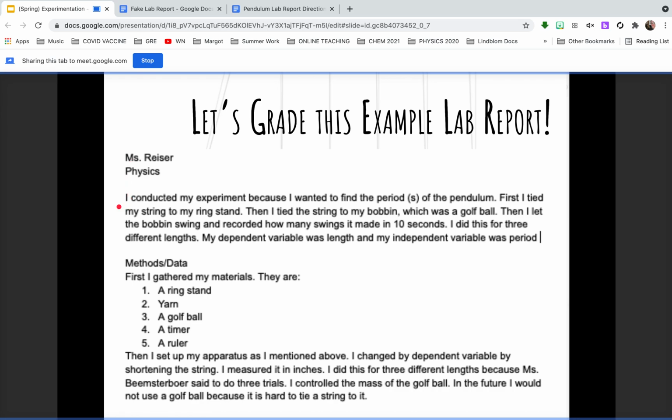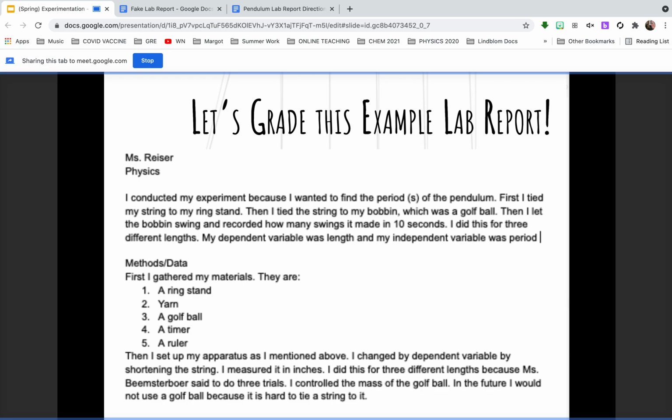I conducted my experiment because I wanted to find the period of the pendulum. Okay, so that's the student's purpose or explanation of that. First, I tied my string to my ring stand. Then I tied the string to my bobbin, which was a golf ball. Then I let the bobbin swing and recorded how many swings it made in 10 seconds. I did this for 3 different lengths. My dependent variable was length, my independent variable was period. Okay? And then below, methods and data.